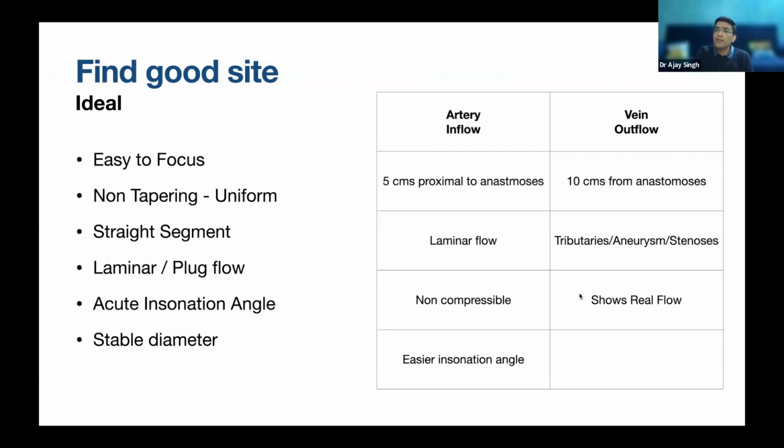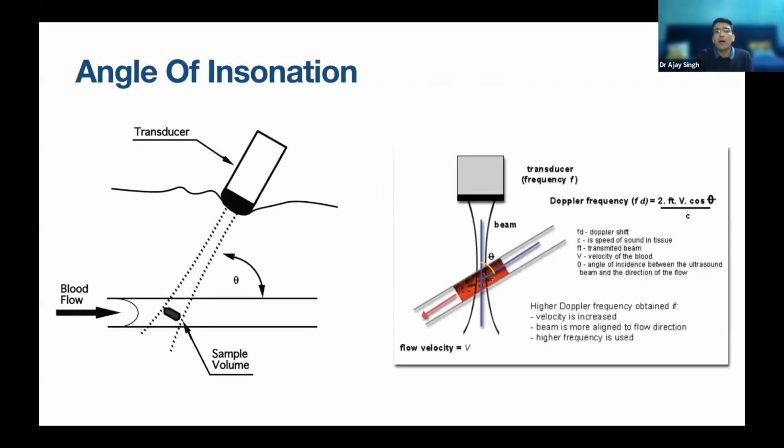But the problem with veins is that they are easily compressible with the probe. They are very superficial, and getting a good acute angle of insonation is sometimes very difficult in veins. And if there are early tributaries in the initial part of the vein, then again the measurement will not be correct. So the important thing is the angle of insonation.